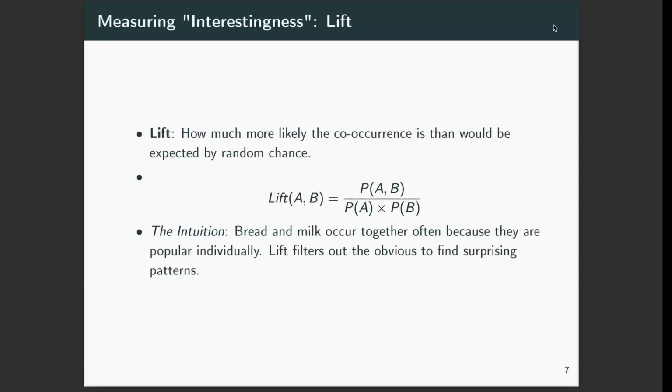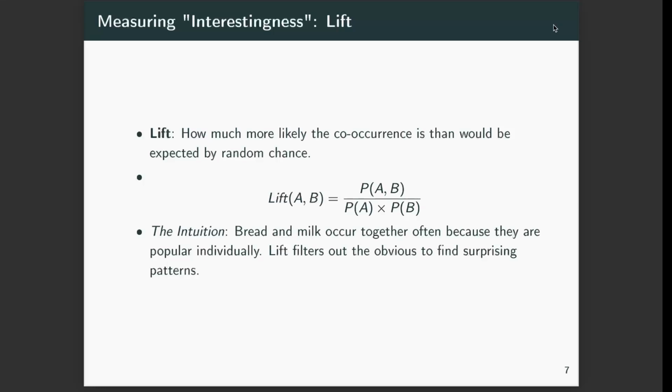Let me explain the denominator. If A and B were completely independent of each other, if buying A had absolutely no relationship with buying B, then by the laws of probability, the probability of both occurring together would simply be P of A multiplied by P of B. This is what we call the expected probability under independence. So the denominator in the lift formula represents the baseline. This is how often A and B would appear together if they had zero relationship. The numerator is the actual observed probability. So lift is asking, how does reality compare to the independence baseline?